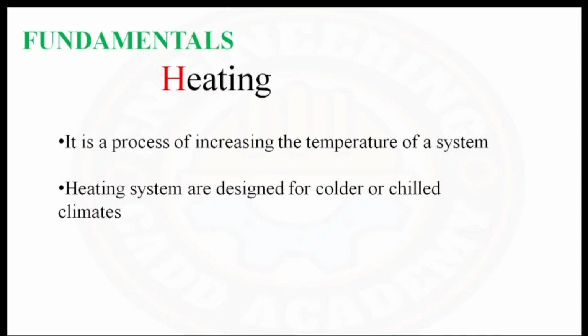For example, if you are living in a place where the temperature is 5 degrees centigrade or below 10 degrees centigrade, okay, to make the room comfortable we have to provide heat. The comfort zone is 22 to 25 degrees centigrade. Now you are living in a temperature of 5 degrees centigrade. From 5 degrees centigrade to make it 25 degrees centigrade, we have to provide heat. Okay, you have to increase the temperature. How will you increase the temperature? By providing heat. So the heating concept is generally designed for colder or chilled climates.